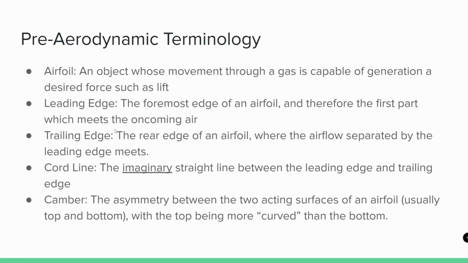The trailing edge is the rear of the wing, where the air separated by the leading edge meets back up. The chord line, now this is an important term, the chord line is an imaginary straight line between the leading edge and trailing edge. It's a straight line. There's nothing really fancy about it, but you do have to know it's from the very front to the very back of the wing. The camber is the asymmetry between the two acting surfaces of the wing, usually the top and bottom, with the top being more curved so it can generate higher velocity over the top of the wing to create low pressure and to create that downward force.